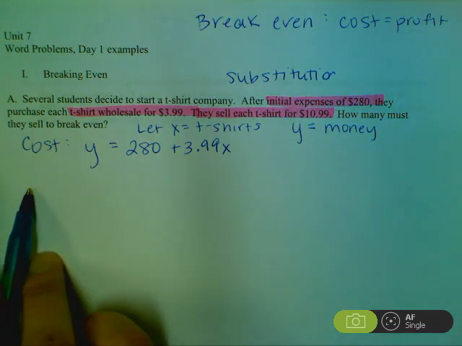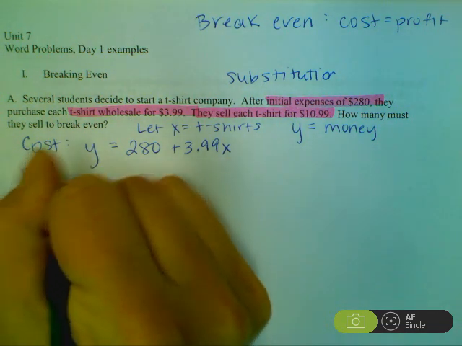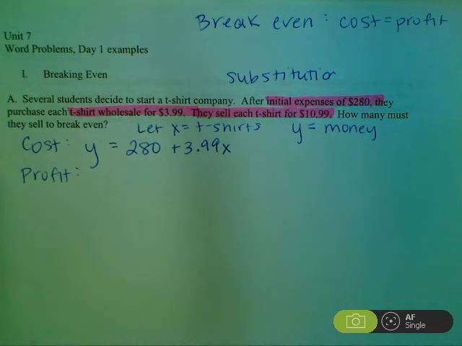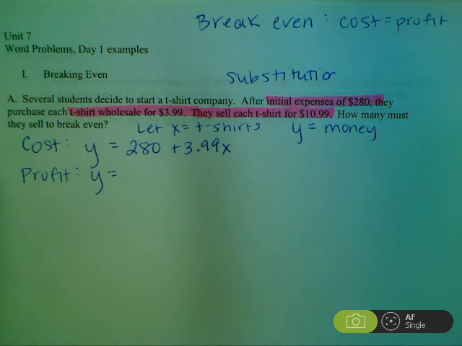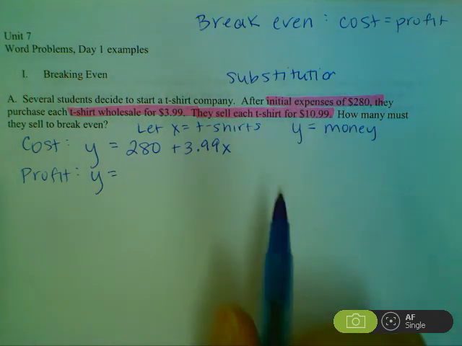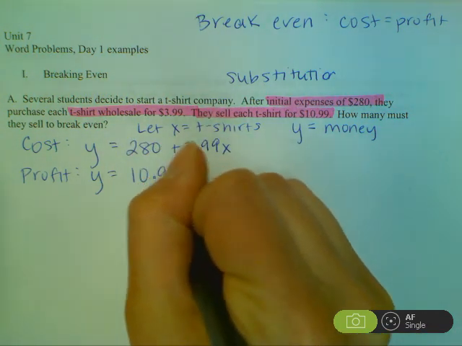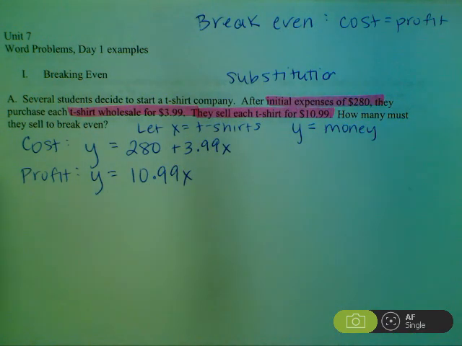The next equation is going to be our profit equation. Your profit equation is going to be how much money they make with the t-shirts. So again, you're going to let y equal your money. They sell the t-shirt for $10.99, so we're going to write that as 10.99x.